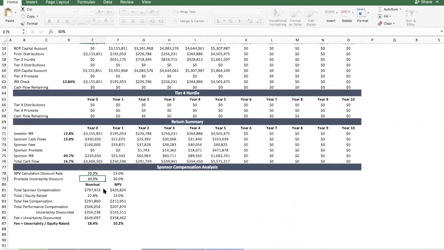And so I say, well, if I'm projected to make a certain amount of promote in the future, I'm going to take a discount because it's number one in the future, and number two, it's very uncertain. It's based on my performance. So less guarantees. Yeah. Here, fees are more so guaranteed. So here I have a 30% uncertainty discount, but to keep the numbers simple, let's just put it to 0.